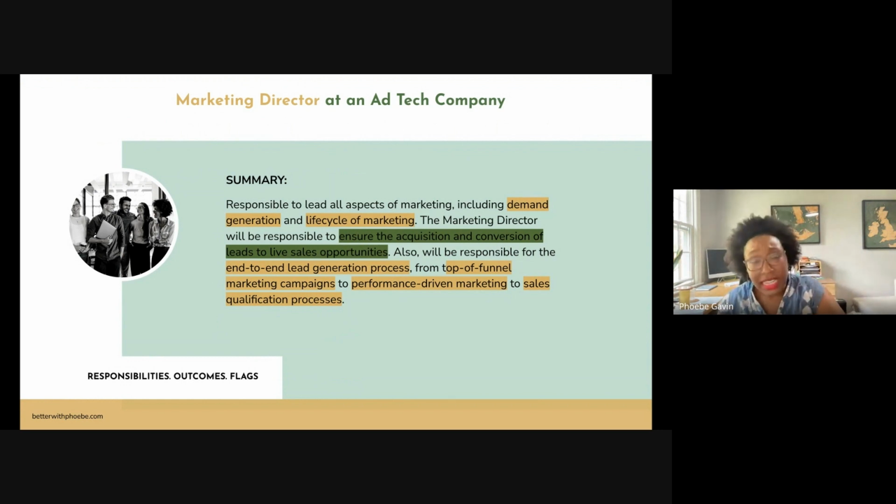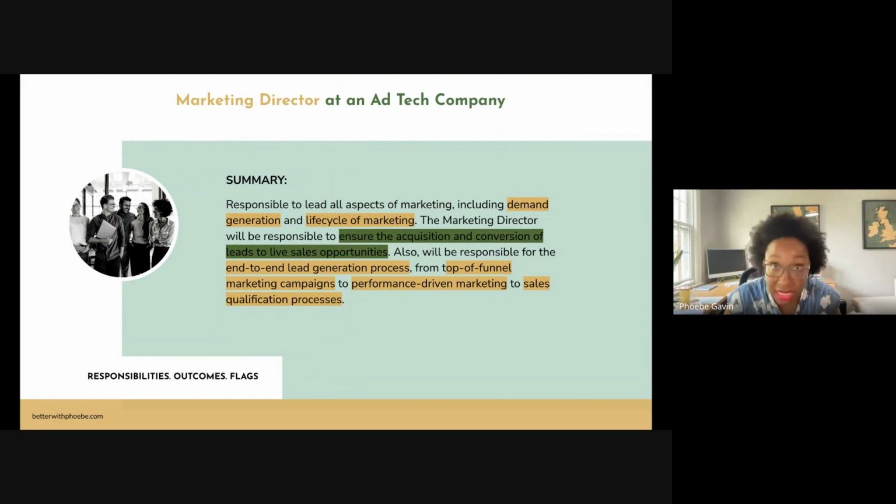Now, let's go ahead and move forward into the responsibilities section. I'm assuming that none of you are applying for marketing director positions at ad tech companies, and so I'm not going to read all the way through this, but hopefully while I've been chatting, you've been able to compare the gold things with the green things to really tell the difference.